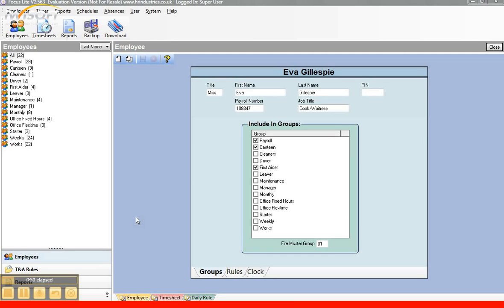Employees are initially allocated into groups. These could be departments, locations, job roles, weekly pay, monthly pay, salaried staff, or any other method of segregating staff for which reporting can be used later. Each employee can be assigned to up to 5 groups. So here, Eva Gillespie belongs to the first aid group, the canteen and payroll groups.